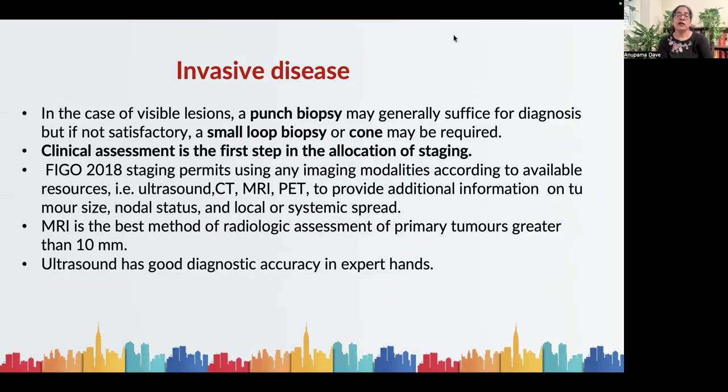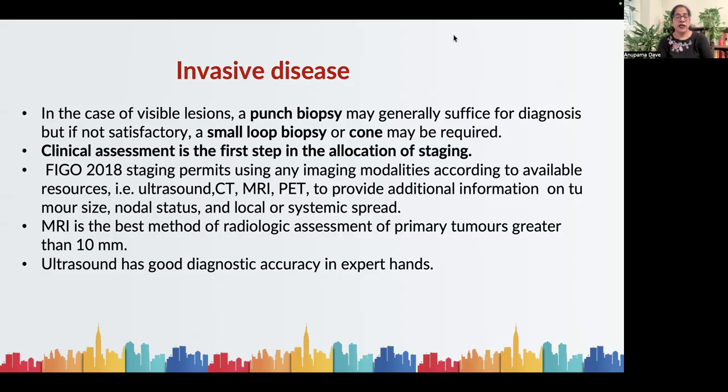Now let us look at invasive disease. In all cases of visible lesions, a punch biopsy is generally taken and would suffice for diagnosis. But if not satisfactory, a small loop biopsy or a cone may be required. However, for allocation of any staging, we all know that clinical assessment is the first step.